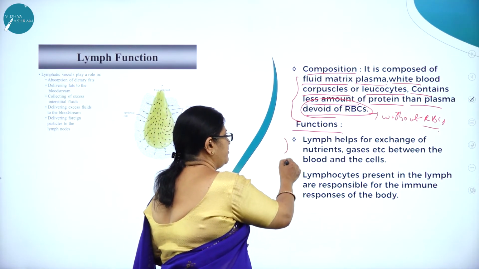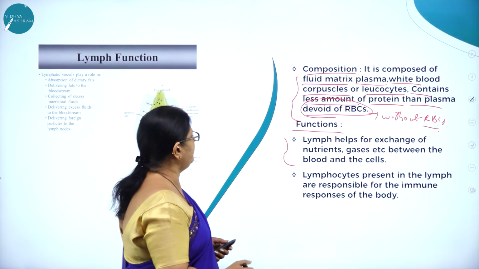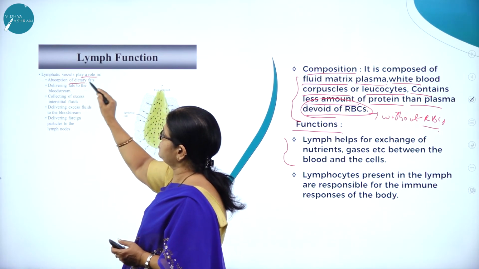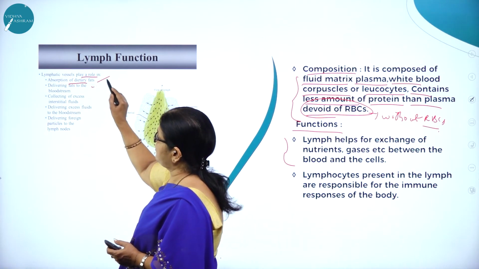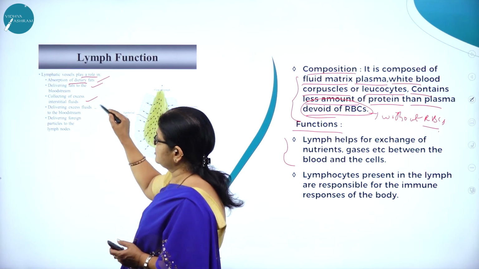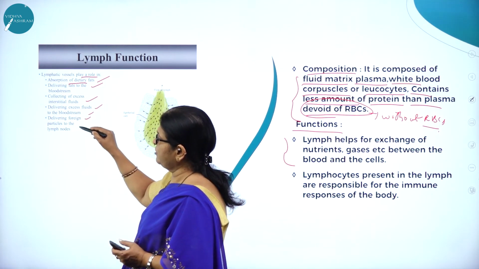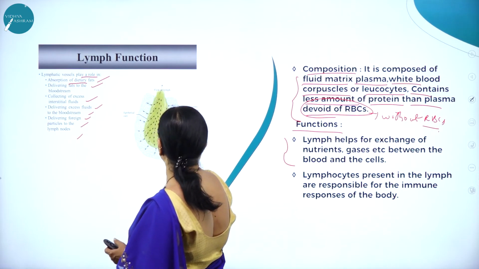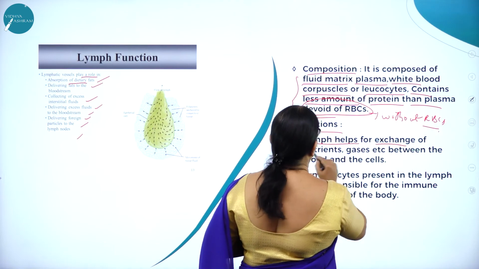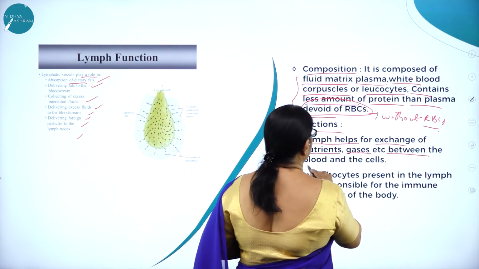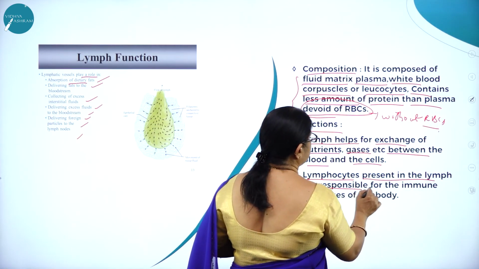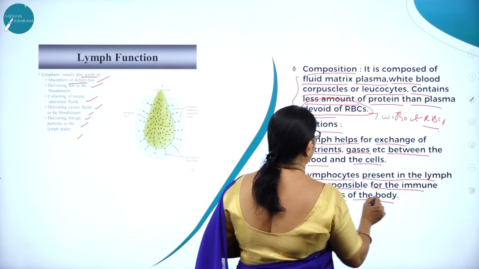Moving on to the function, the very important role played by the lymph. Here you can see the lymphatic vessels play an important role in absorption of dietary fats, delivering the fats to the bloodstream, collecting excess interstitial fluids, delivering excess fluids to the bloodstream, and delivering foreign particles to the lymph nodes. So lymph helps in the exchange of nutrients, gases, etc. between the blood and the cells. Lymphocytes present in the lymph are responsible for the immune responses of the body.